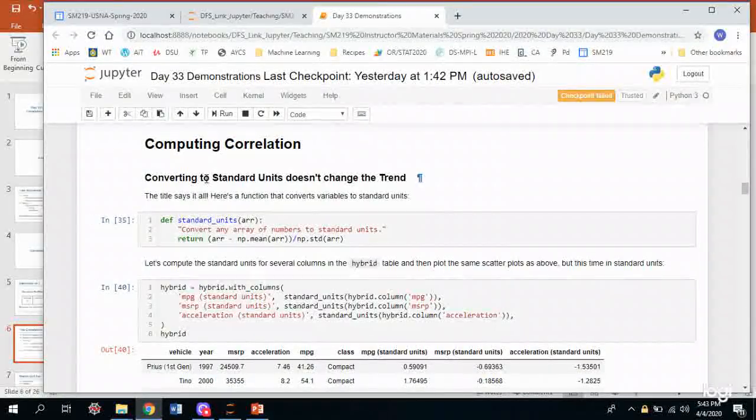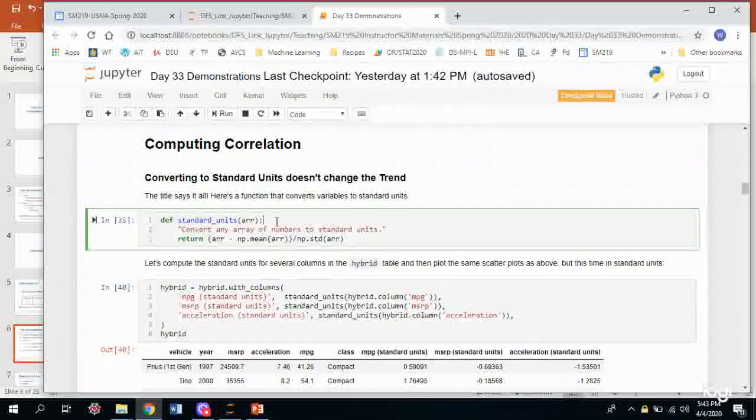So we're going to convert some data to standard units and show that that doesn't change the trend. Here's a function that converts an array of numbers to standard units. We take that array, we subtract off the mean of the array from each number, and then we divide by the standard deviation, and then we return the resulting array.